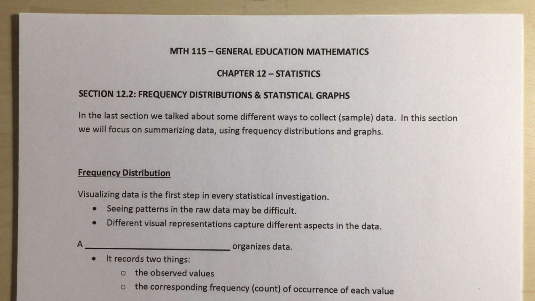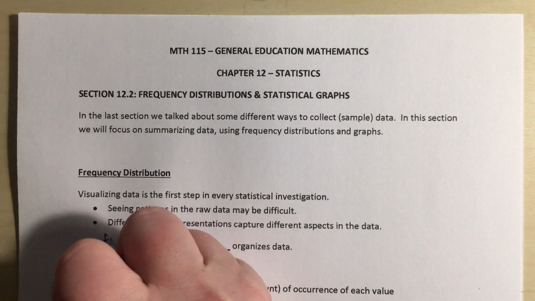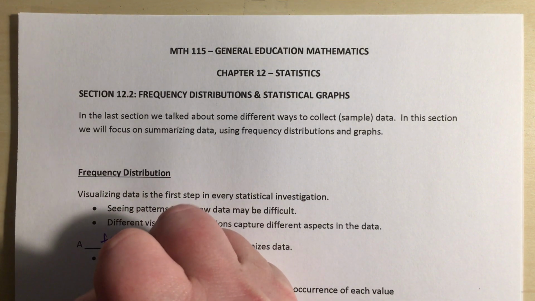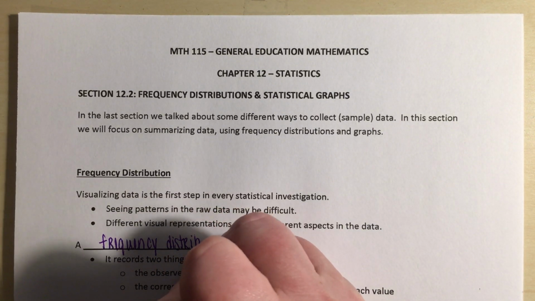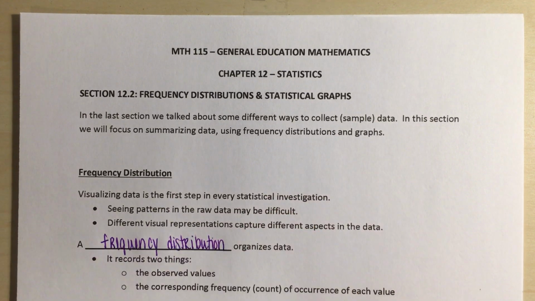So to start with, a frequency distribution is the first thing that we're going to talk about. Visualizing data is the first step in every statistical investigation. Seeing patterns in the raw data might be difficult. Different visual representations capture different aspects of the data. So a frequency distribution is useful. It organizes data and it records two different things. It records our observed values, and it also records the corresponding frequency or count of occurrence of each value.